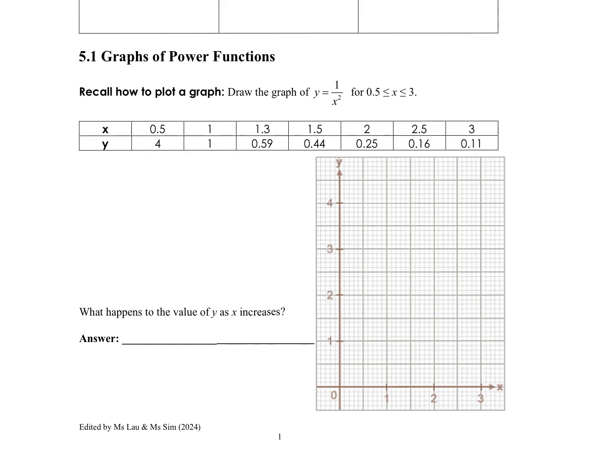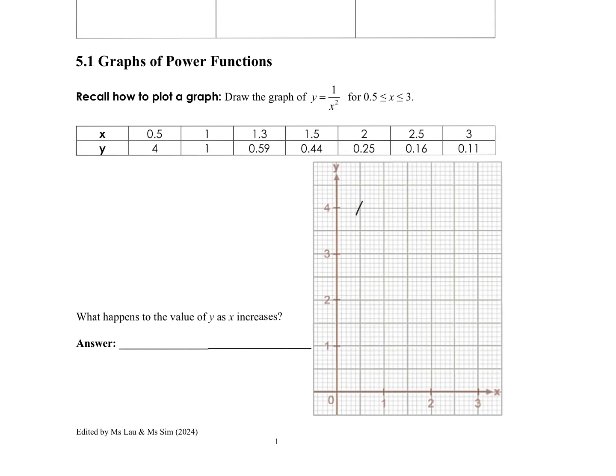0.5 and 4. Very quickly plot. 1, 1. You should be an excellent plotter, if there's such a word. 0.59, so close to 0.6. Okay, somewhere here.